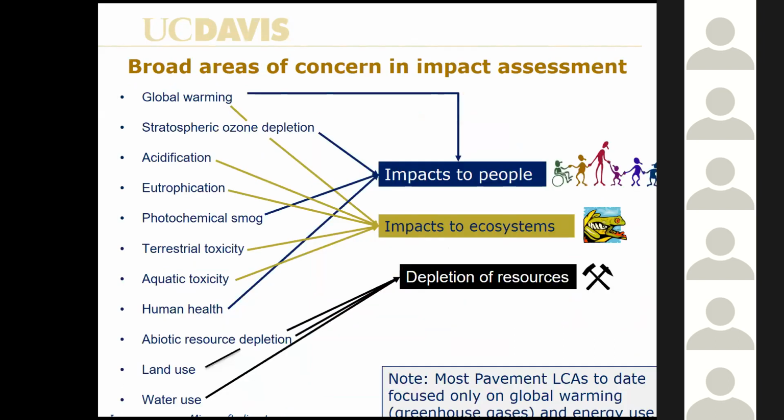We often think about some broad areas of concern in life cycle assessment, so impacts to people, impacts to ecosystems, and depletion of resources. And this is just an example of some impact categories. So these are different categories of environmental impact. And I've started here with global warming. And then we can think about how those different impact areas actually affect people, ecosystem, and resources.